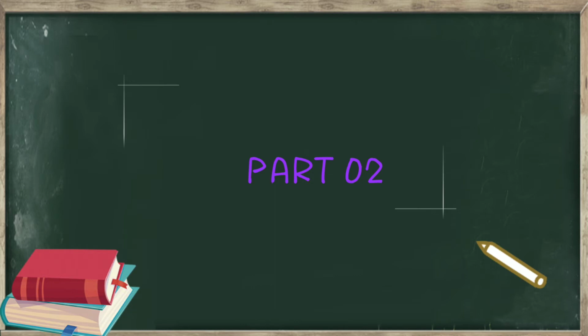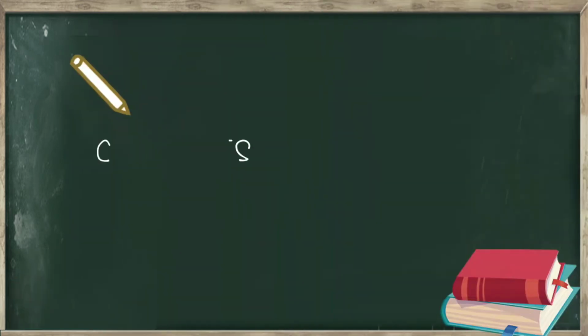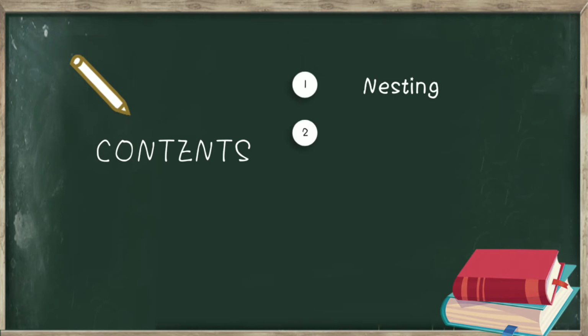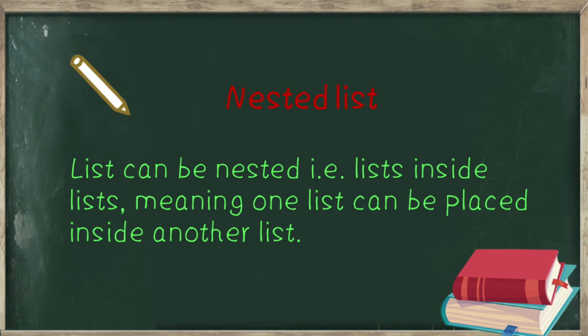So, today we are going to learn about nesting and tables. Okay, so let us see. Nested list means a list inside another list. That means one list is placed inside another list.